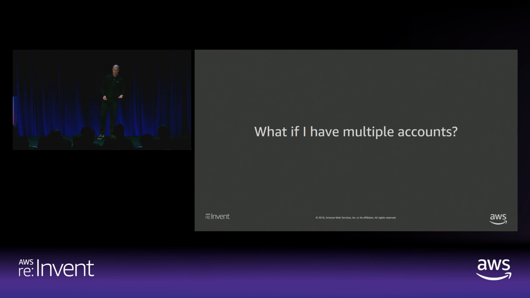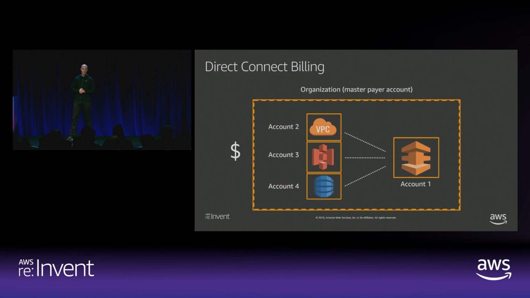What if I have multiple accounts? How does this work? If you have multiple accounts in an organization that share the same single payer account, none of the pricing changes. The only thing that changes is who actually gets the bill for it. Instead of the Direct Connect account owner seeing the data transfer cost, the same price will be charged to the source account. The Direct Connect account will only be responsible for the physical interface port hours.